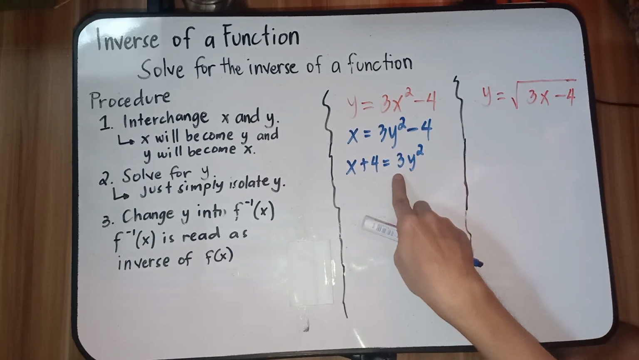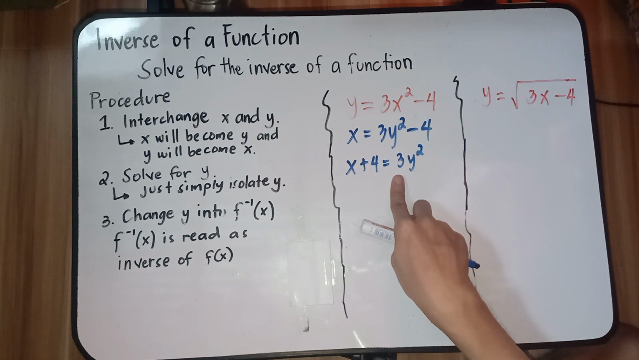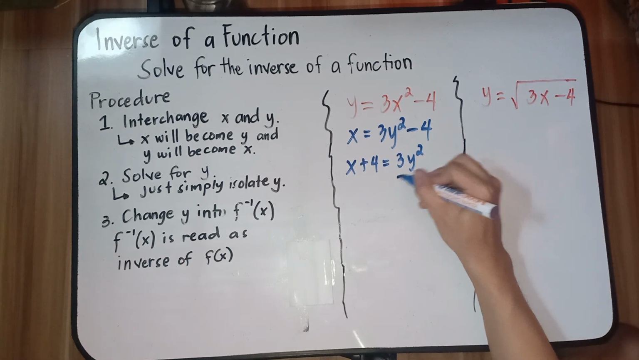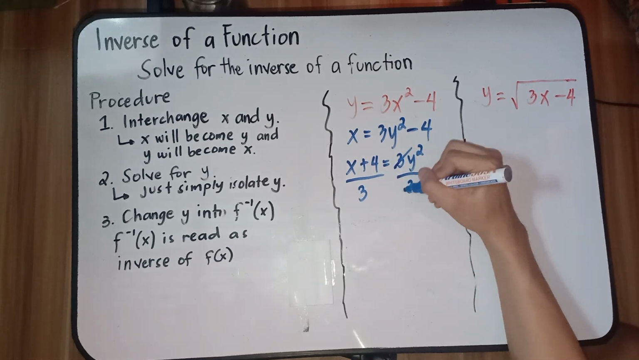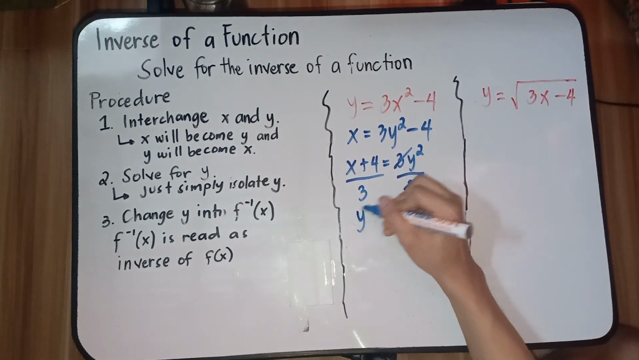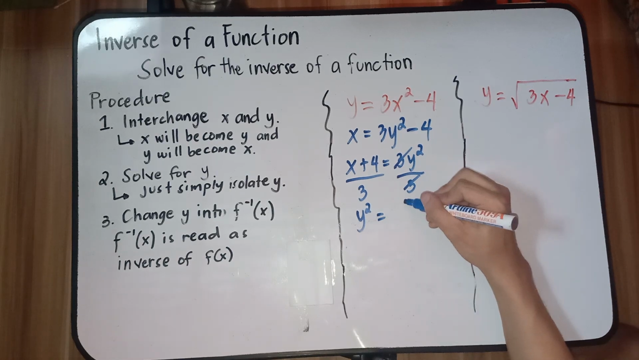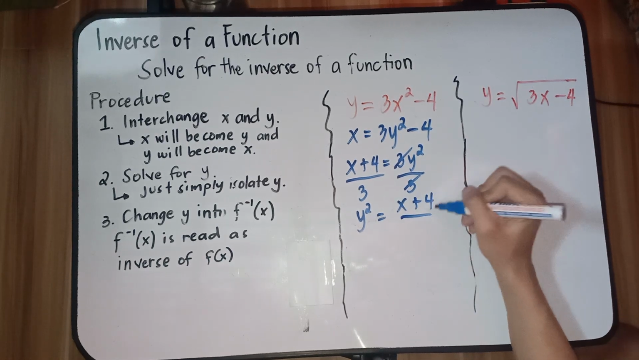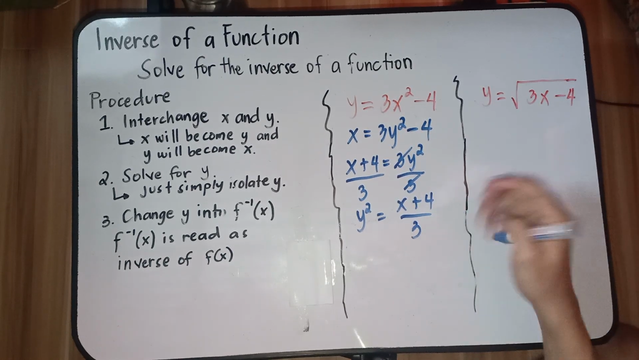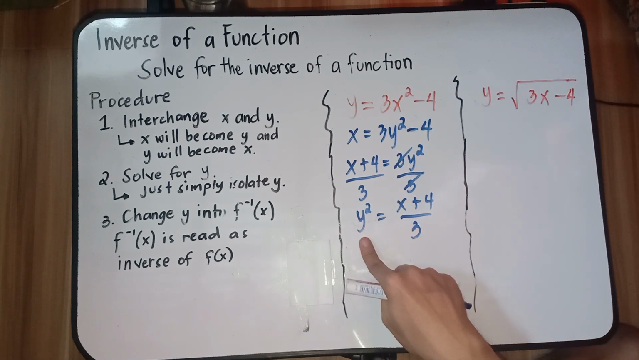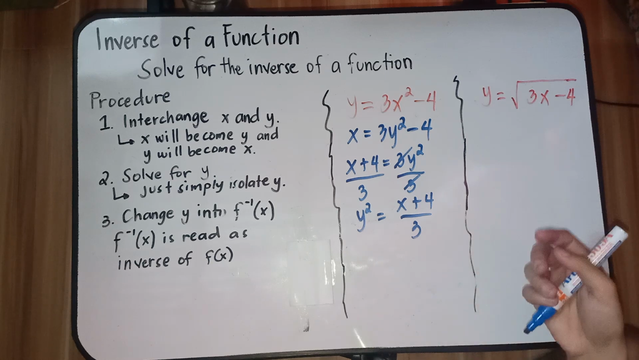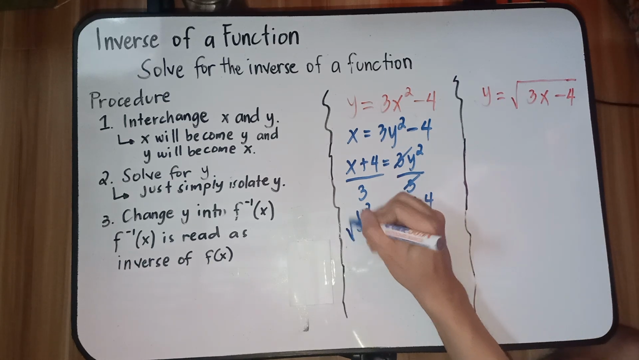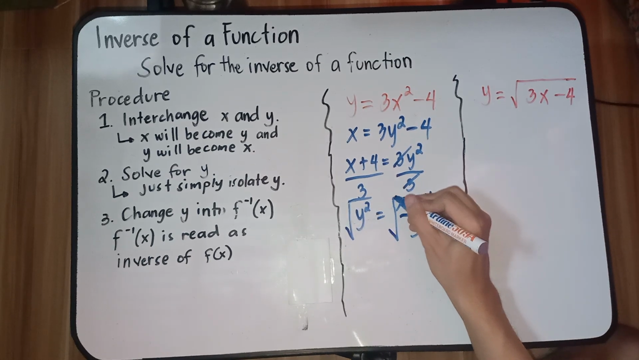Since y squared has a multiplier or numerical coefficient, we need to divide both sides by 3. So cancel 3. Therefore, we have y raised to 2 is equal to x plus 4 over 3. Now, since y has an exponent, we need to cancel that. So to do that, we need to extract the roots on both sides.